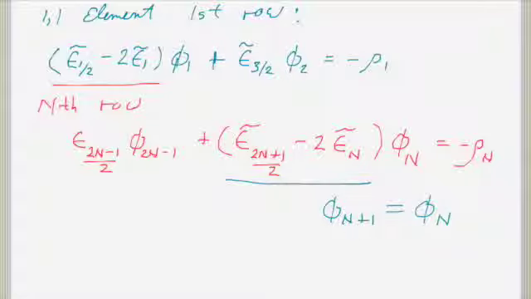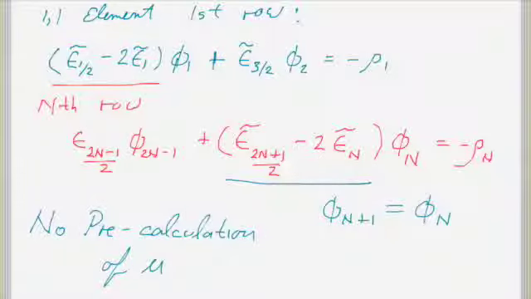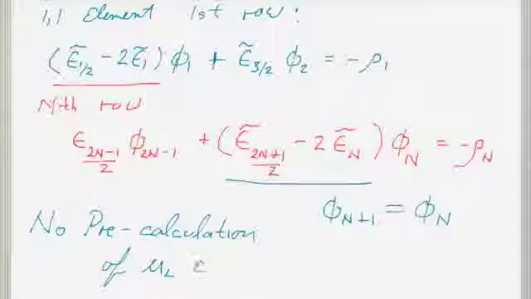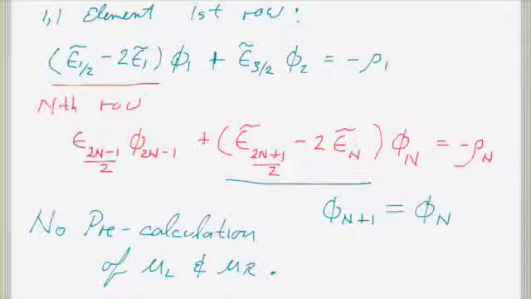So with these boundary conditions, you don't need to do any pre-calculation of mu left and mu right. And because of that, what we started doing a long time ago when we moved to these boundary conditions is we set mu left as our reference energy. So mu left is used as a reference energy.